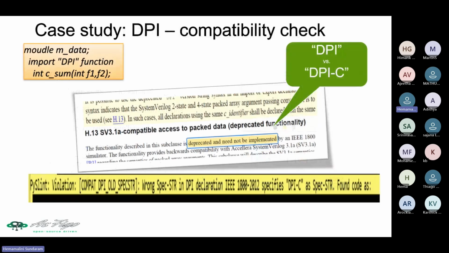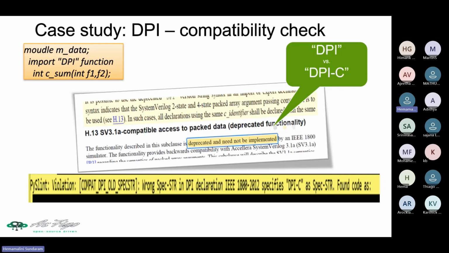So the case study one. If you see this, I think there is a lot of familiarity here. This is a case where SystemVerilog is calling a C function, a simple example on the top left corner, wherein there is a module and we are trying to import this DPI function. There's an integer called csum, and it has integers f1 and f2, and so on. So here, what is PySlint saying? The compact DPI old spec.